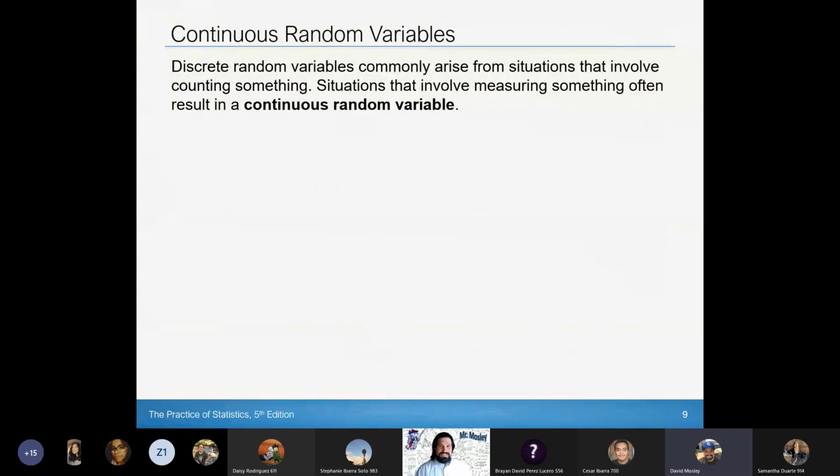So now we're going to move to continuous random variables. Discrete random variables commonly arise from situations that involve counting something, like counting the number of heads, or the possible APGAR scores. It's something that is countable: 1, 2, 3, 4, 5. Situations that involve measuring something often result in a continuous random variable. This is because it can take on any value within a certain range of numbers. I can't count each of them. There are mathematical reasons for this, but we won't get into that.